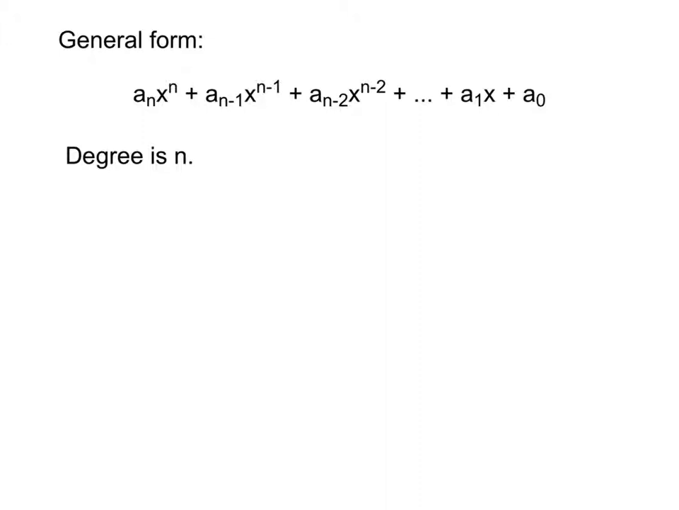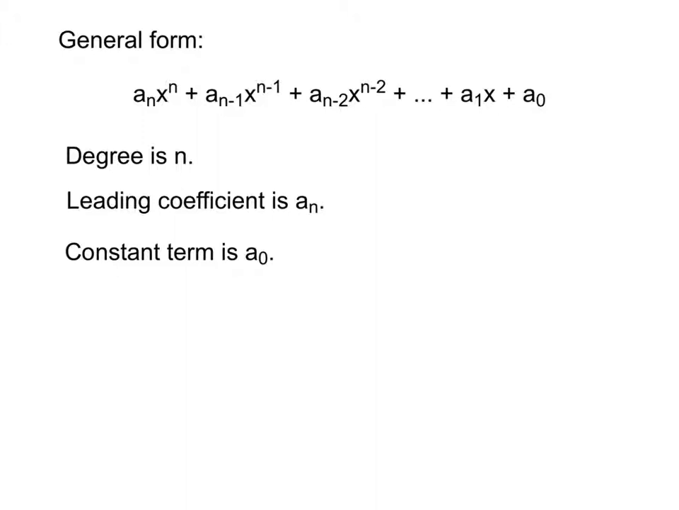Now the general form of a polynomial in x might look like the following. Using the general form, the degree would be considered to be n. The leading coefficient is a sub n in this case. And finally, the constant term would be a sub 0. So the degree is n, the leading coefficient is a sub n, and the constant term is a sub 0.